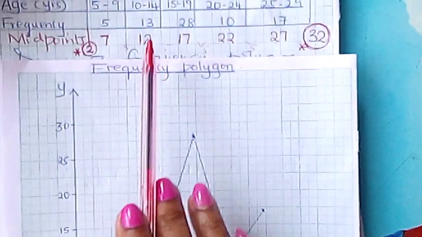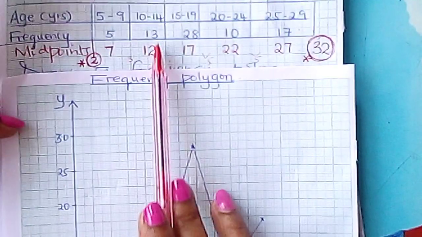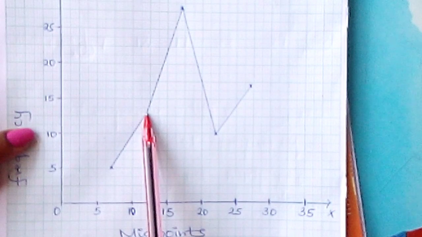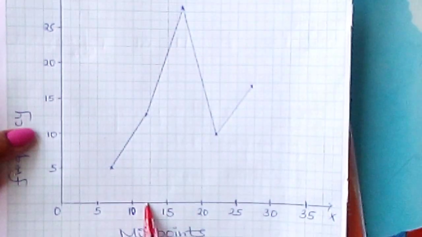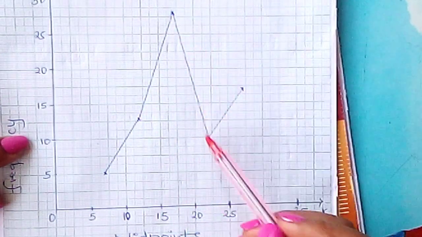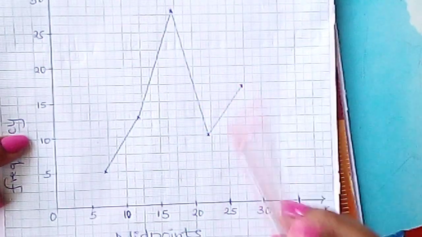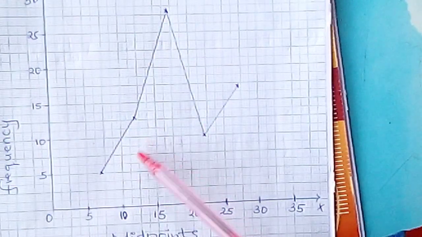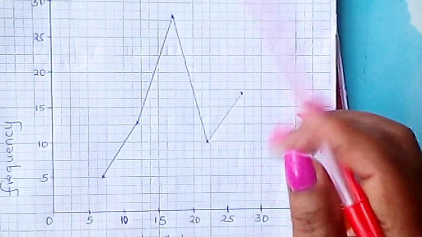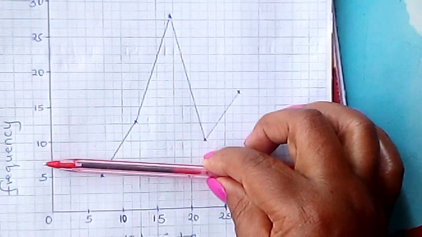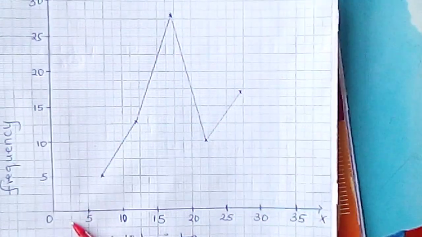You take your 13, learner, 13 goes with 12. You trace it accurately, it's around there, and then it goes with 12 on the x-axis. You fix the point. So you fix all the points, learner. Frequency against midpoints. There we are, learner. So if you look at these points which have been joined, the frequency polygon is hanging, and it should be joined to the x-axis.